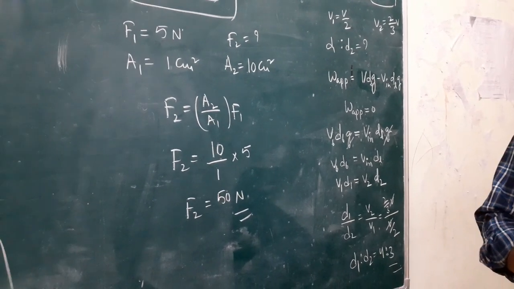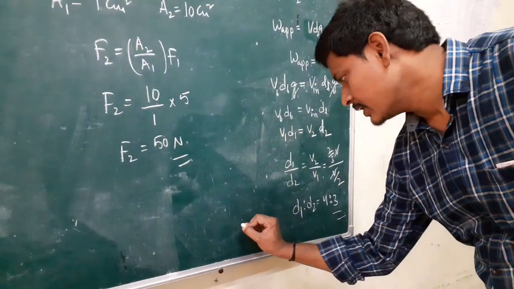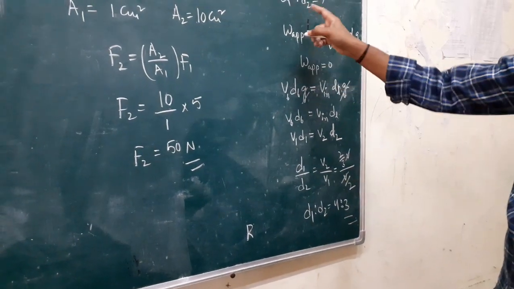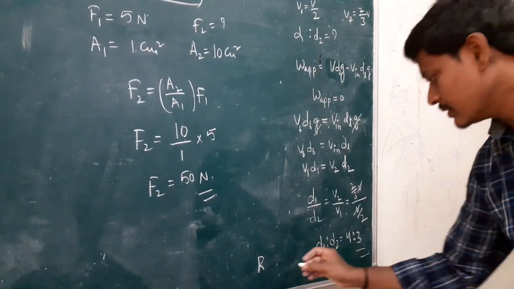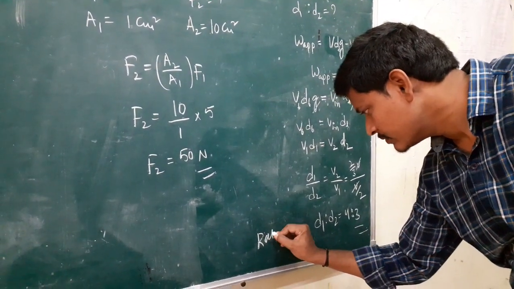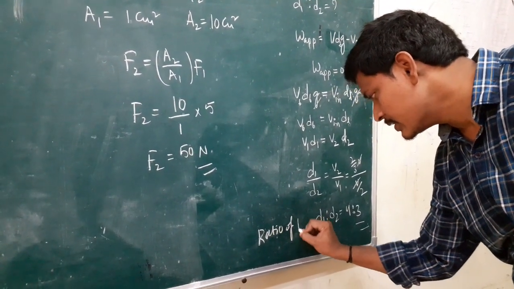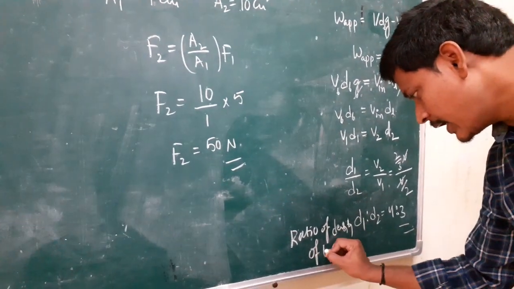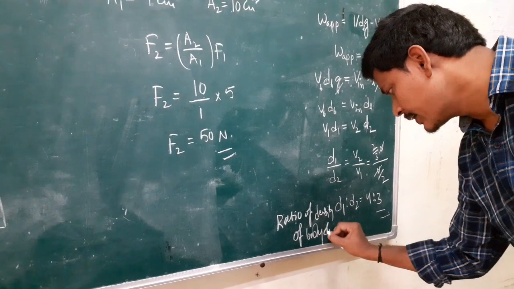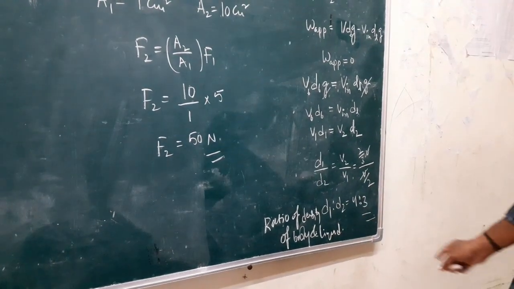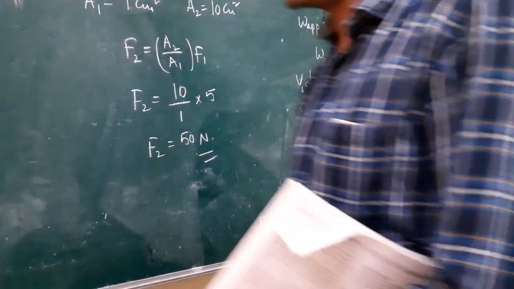This is the ratio of densities of the body and the liquid. So the density of body and liquid ratio.